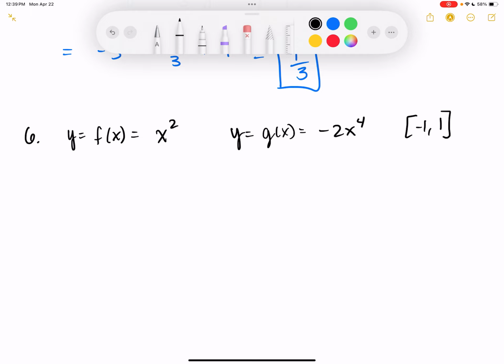All right, so we've got the integral from negative 1 to 1 of x squared. Now it would be minus, but this is a negative, so it's going to be plus 2x to the 4th dx. So integrate that. What do I get?